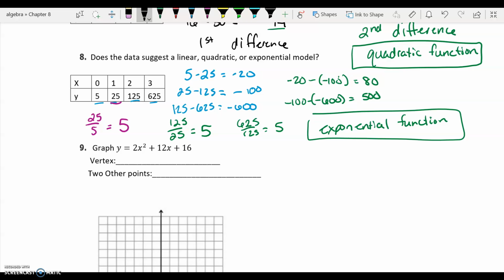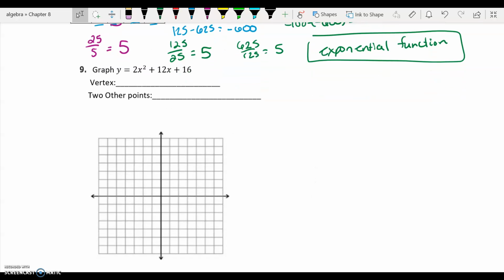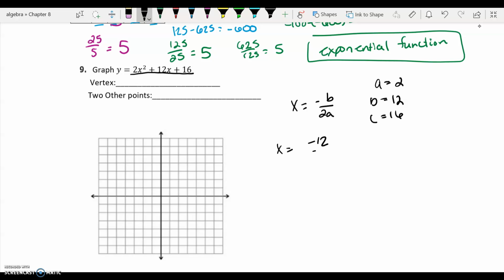Next one, the vertex and two other points are what I'm looking for here. So I want you to graph this. What I would do first is I would do negative b over 2a. So in this case, my a is 2, my b is 12, my c is 16. So negative 12 over 2 times 2, I end up getting negative 12 over negative 4, which ends up being a positive 3. So now I can find my vertex by plugging that 3 into the equation.